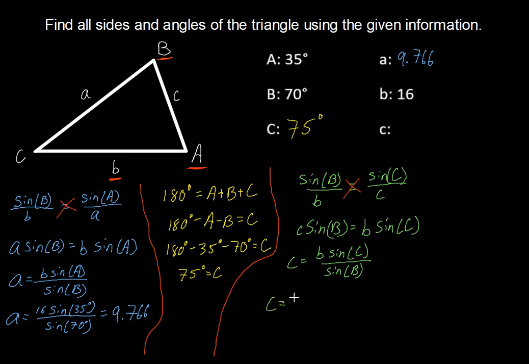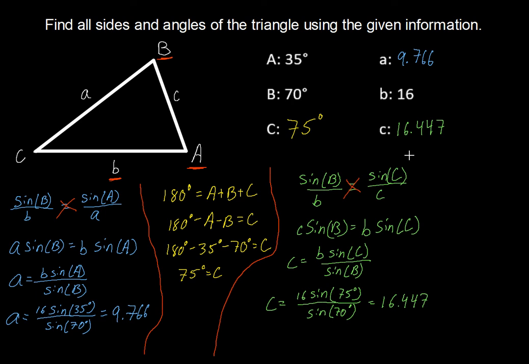Last but not least, a little bit of plugging in substitution. 16 times the sine of capital C, 75 degrees, divided by the sine of 70 degrees. And we'll go ahead and plug that in. 16 times the sine of 75 divided by the sine of 70 gives me 16.447. We'll go ahead and round just a little bit there. 16.447 is that last side length.